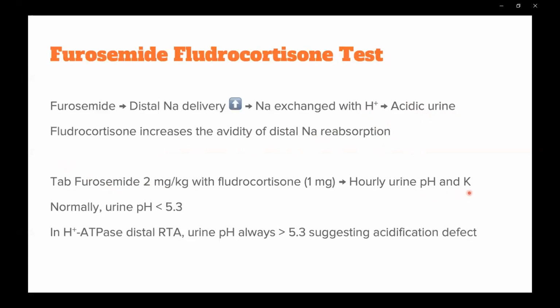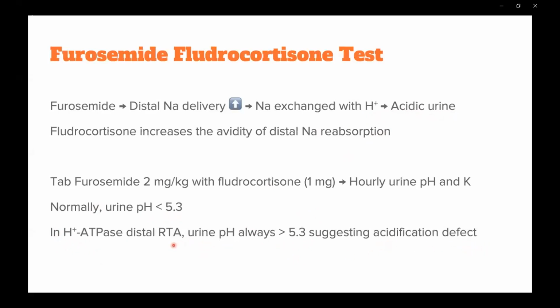Normally, the moment you give furosemide, you are going to make the urine more acidic. So the urine pH will fall and become less than 5.3. Whereas in patients with distal RTA who have a distal acidification defect, this H plus is not being thrown into the urine, so the urine never becomes acidic. So the urine pH is always more than 5.3 in patients with distal RTA, suggesting that there is an acidification defect.